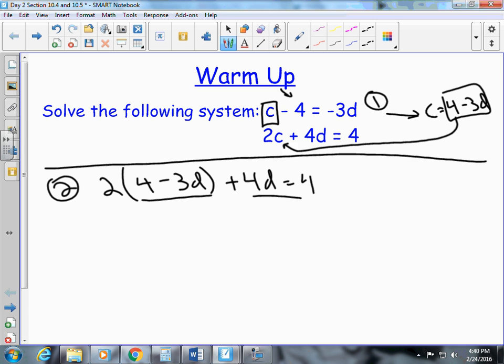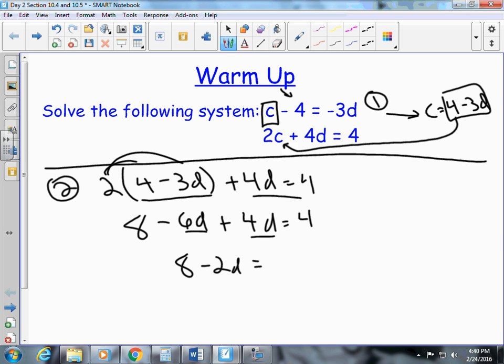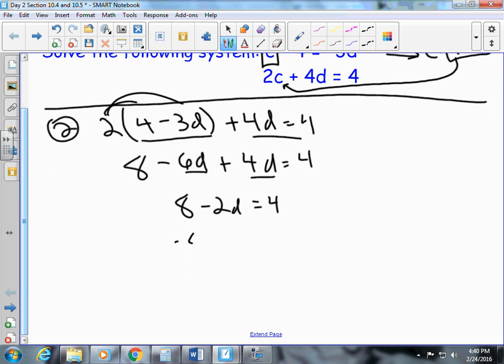Now I've got a little bit of work to do. I have to distribute the 2. That gives me 8, 2 times negative 3 is negative 6d, plus 4d is equal to 4 still. Now I'm going to combine like terms. I have negative 6d and 4d, which gives me 8 minus 2d equals 4. I'm going to subtract 8 from both sides, minus 8, minus 8, so I get negative 2d is equal to negative 4. Divide by negative 2, divide by negative 2. d is equal to positive 2.